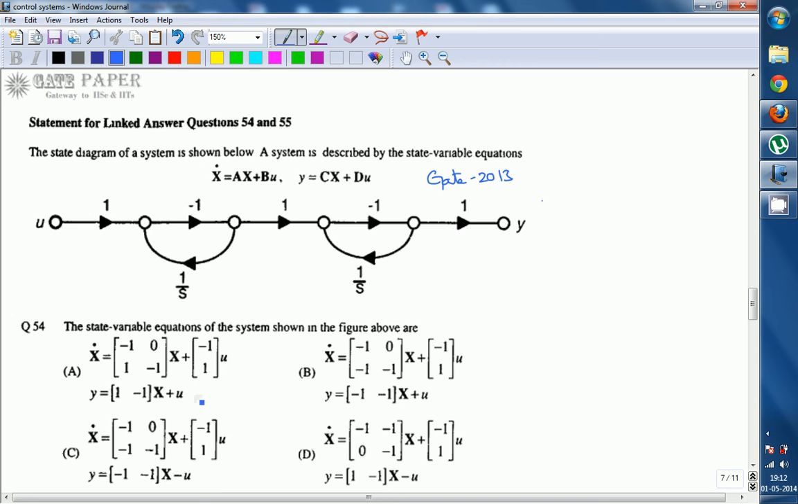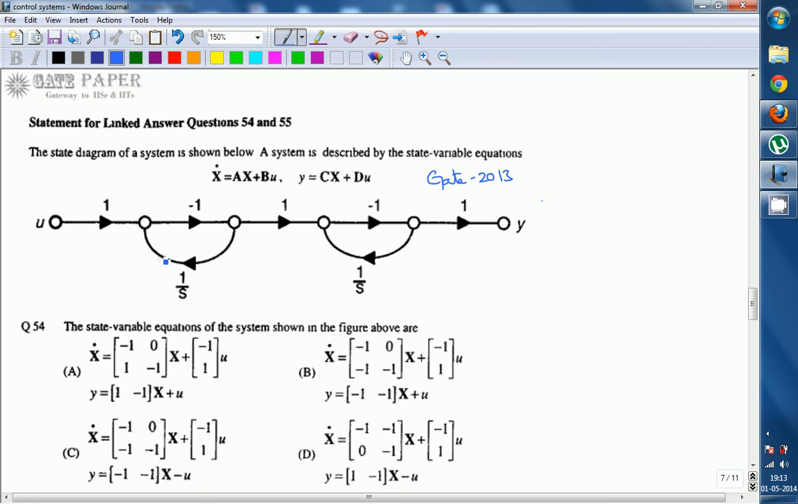We need to find the state variable equations here. So we need to choose the answer from these four options. In order to find the state variable equation, we need to write the algebraic equations in terms of variables x1 and x2.